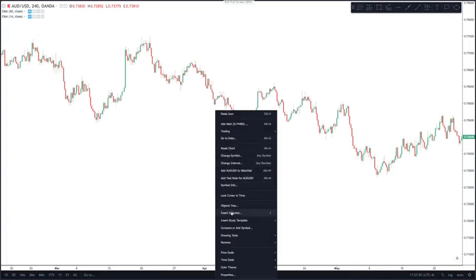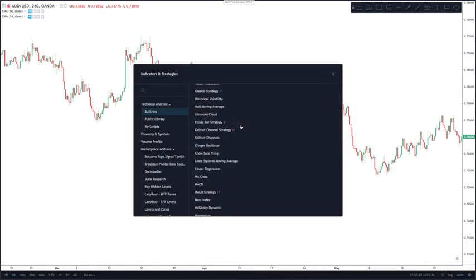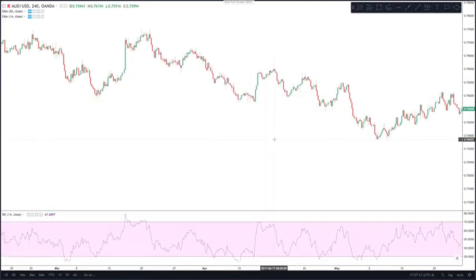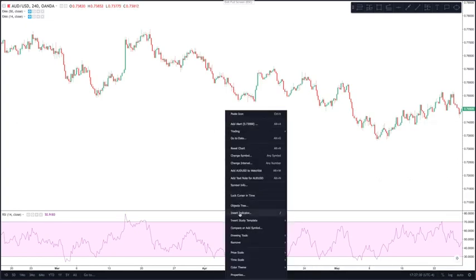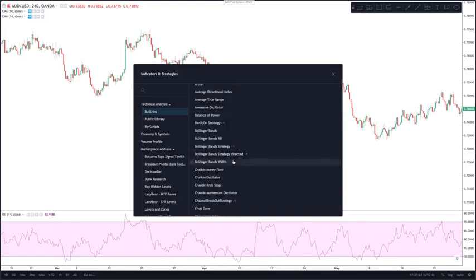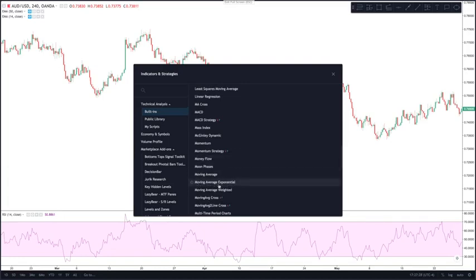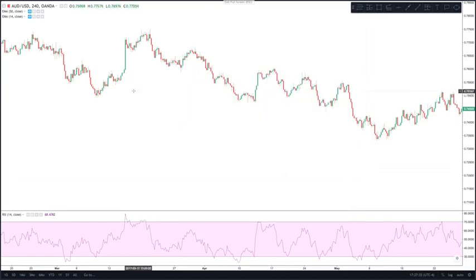Right-click, click Insert, Relative Strength Index, and it should pop up along the bottom. Next, add in the 14 EMA, same thing, right-click, Insert Indicator, Moving Average Exponential, and make sure you have it set to 14.